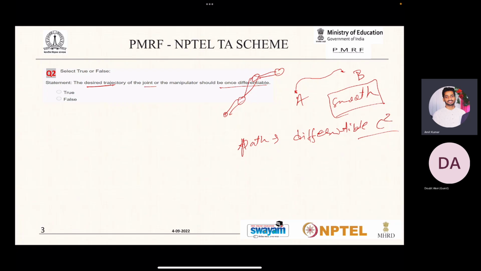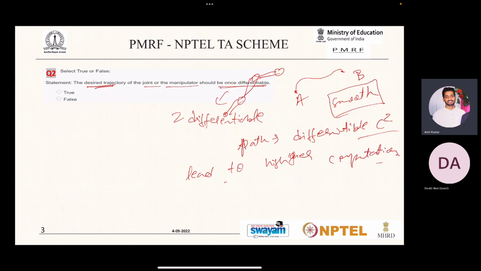Here the statement says that the desired trajectory of the joint or the manipulator should be once differentiable, which is not exact. Rather, we need twice differentiable. This will give a very smooth trajectory in some sense. If we can have more than twice differentiable, that would be advantageous. But in fact, if you keep on increasing the order or degree of the trajectory, that will lead to higher computation power required. So higher computation, and that is generally avoided.